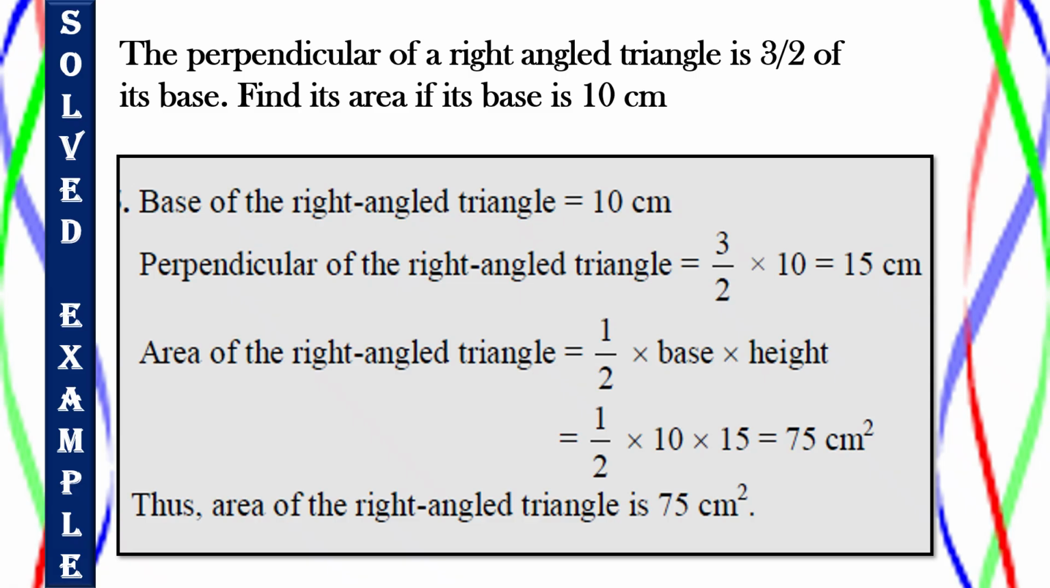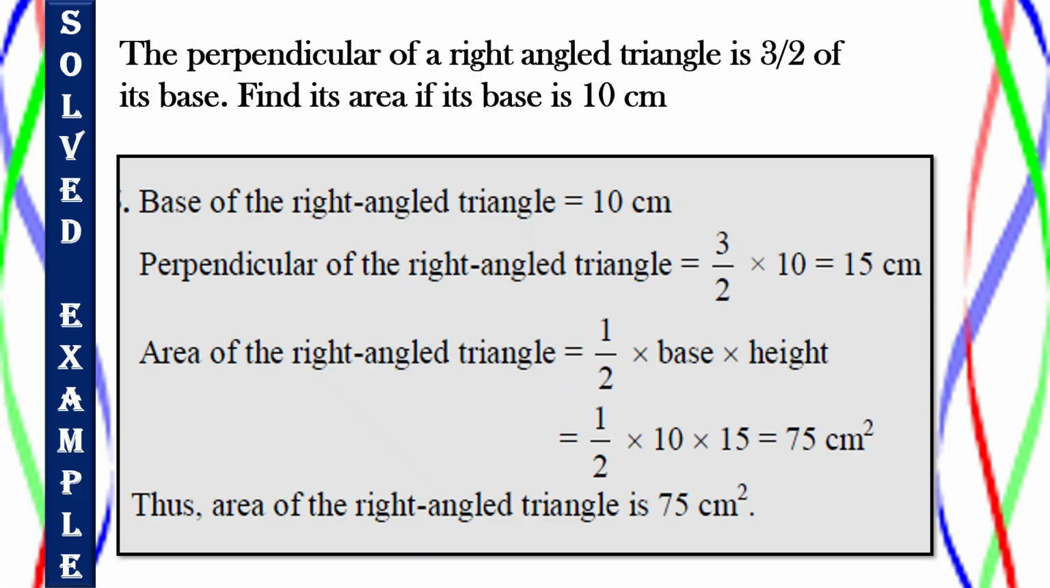After calculating the perpendicular as 15 centimeter, we go for substituting the values in the formula, which is learnt in the previous class as half into base into height. Before all this, it is very important that we note in a right angled triangle, the perpendicular is the altitude and the base is one of the side which meets the perpendicular where the 90 degree is formed.